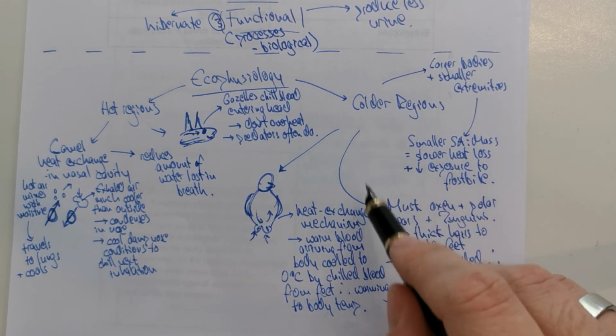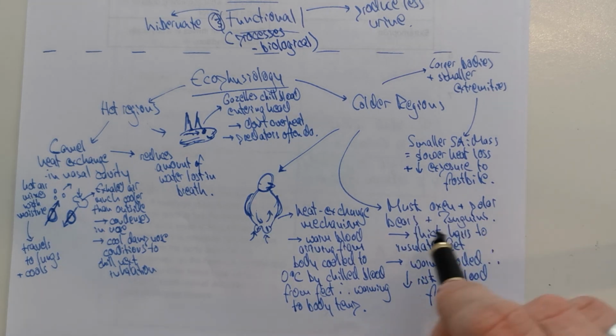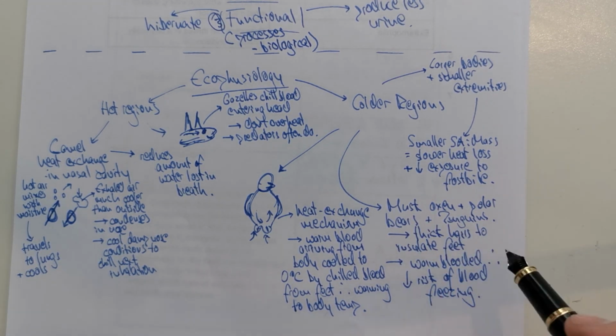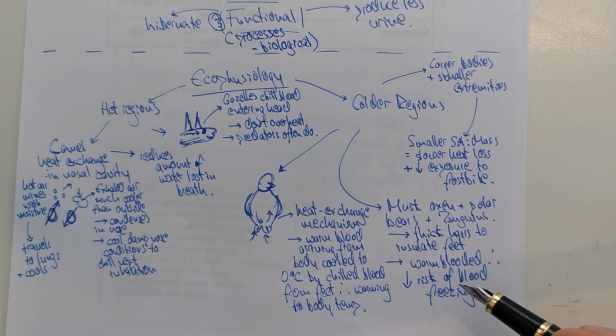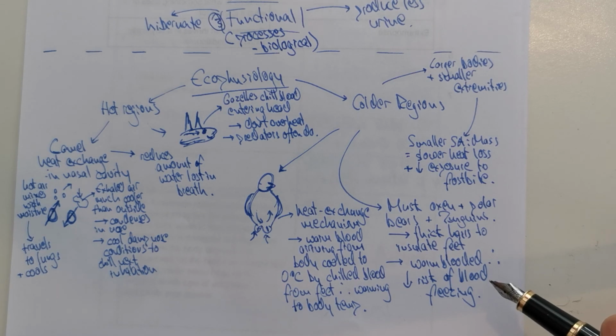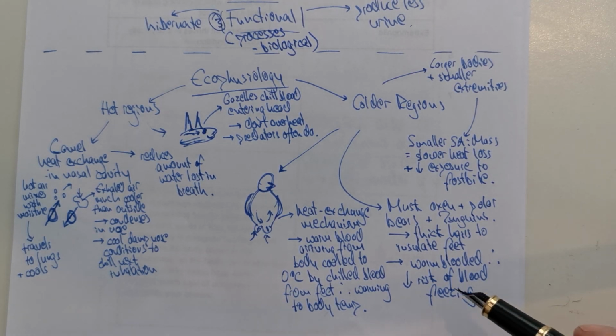And then other examples. Musk oxen and polar bears, and also penguins, they have thick hairs on their feet to insulate them. And they're also warm-blooded in and around their feet, so it decreases the chance of blood freezing. Whereas if you put a lizard or an amphibian, reptile, something like that, into an Arctic environment, it'd freeze because it's got cold blood. Whereas a warm blood is more likely to survive in that Arctic environment.